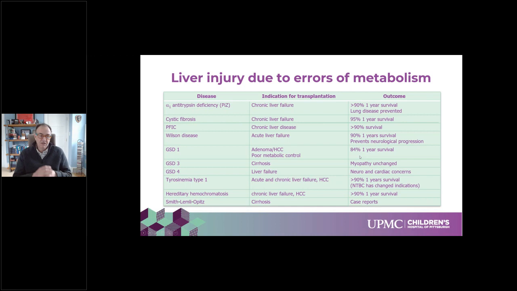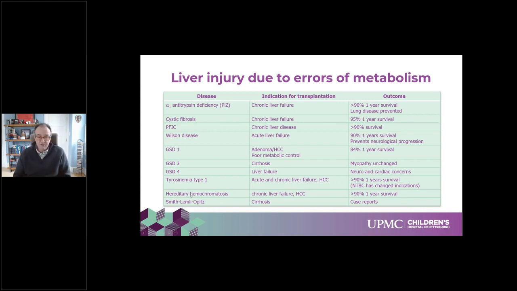transplanting those patients. So if we look here, we have a number of conditions, and where we know outcomes for the specific condition, I've listed some of the outcome numbers, but most of them are in the high 80s or 90s in terms of outcome. Alpha-1 antitrypsin deficiency and cystic fibrosis, certainly the most common. In our area of Pennsylvania, PFIC is a very common condition, but rare in the world generally.